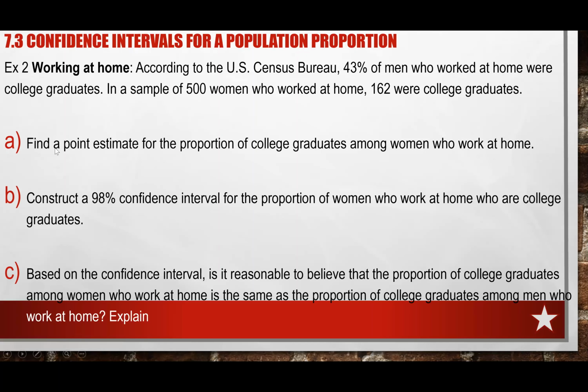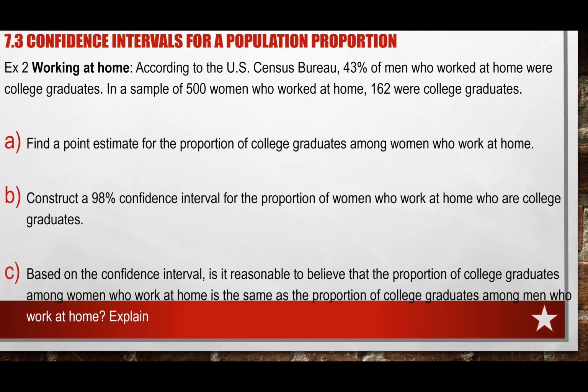According to the US Census Bureau, 42% of the men who work at home were college graduates. In a sample of 500 women who work at home, 162 were college graduates. This is the reason why I did the formula step by step for you, so that if they ask you to find the point estimate for the proportion, you know what it is. But before we can do any point estimate or find a confidence interval, what do we need?